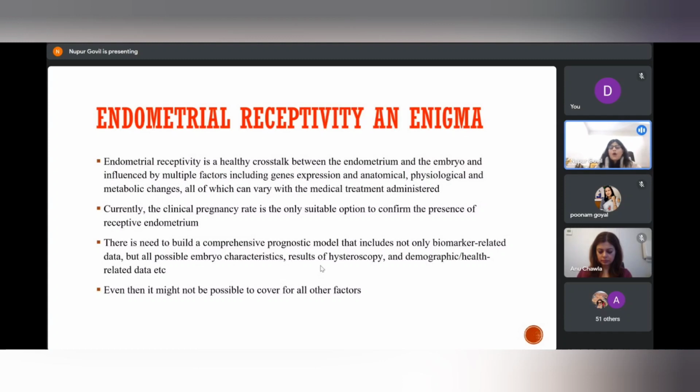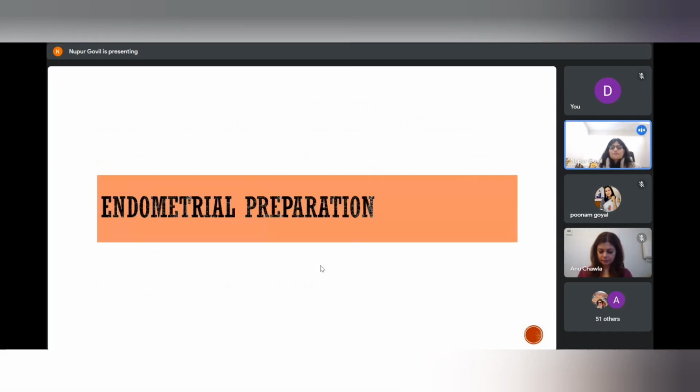So after all these markers and evidence, we can say that there are multiple markers involved in endometrial receptivity. There is no single marker as such, and even if we form a comprehensive prognostic model that may include all the biomarkers, embryo characteristics, and hysteroscopy, we may not be able to cover all the factors. So endometrial receptivity is going to remain an enigma.